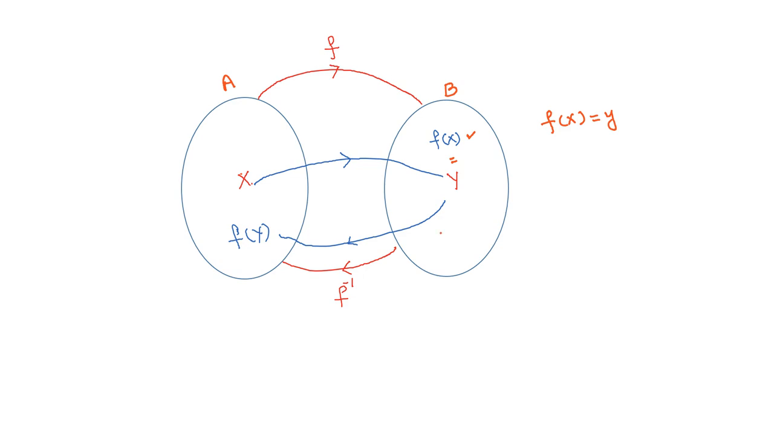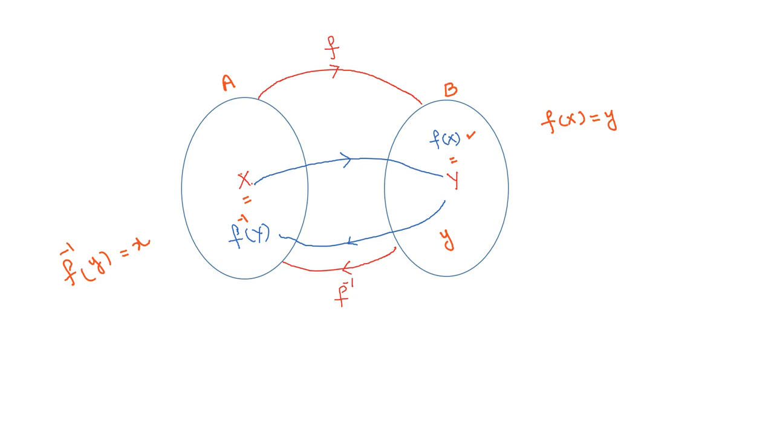See, the element is y. The image of x using f is f(x). In the same way, the image of y using f inverse is f inverse of y. So f inverse of y is equal to x. This is the formula, or the rule, for finding the inverse of a function.